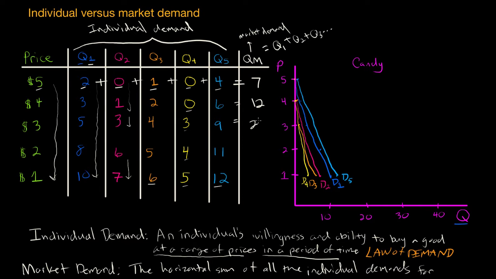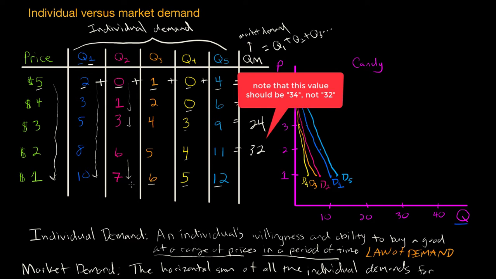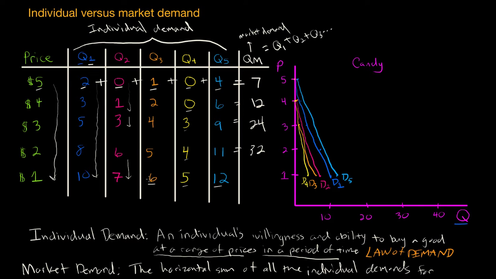At $3, we got 5 plus 3, that's 8, plus 4 is 12, plus 3 is 15, plus 9 is 24. And at $2, we've got 8 plus 6 is 14, plus 5 is 19, plus 4 is 23, plus 11 gives us a market demand of 32. And at a price of $1, we've got 10 plus 7 is 17, plus 6 is 23, plus 5 is 28, plus 12 is 40.